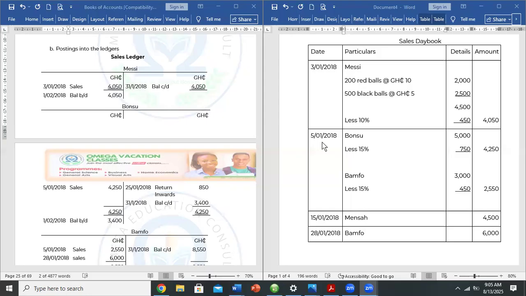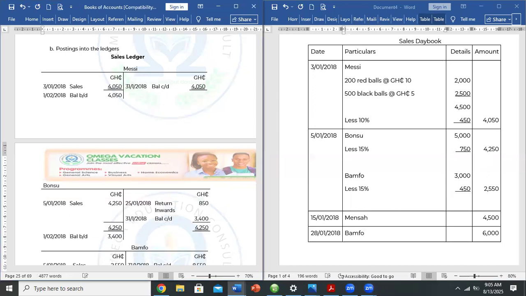Okay, so the next one is for Bonsu, right? So again, you open the account for Bonsu. We are still in the sales ledger, right? For Bonsu, there was a total sale of 4,250. So we'll debit Bonsu's account.